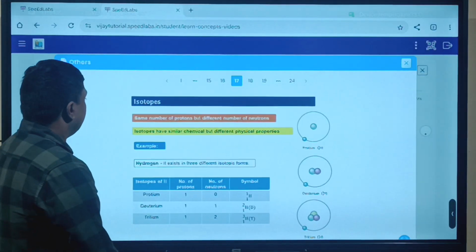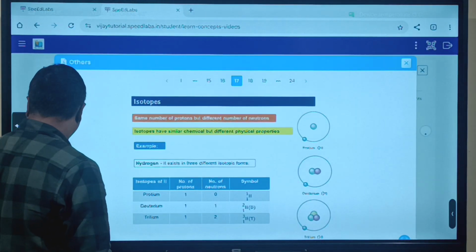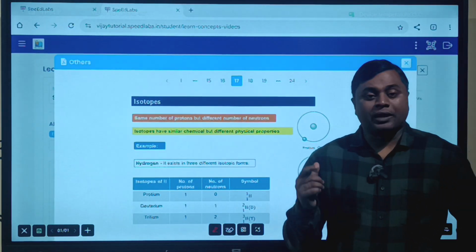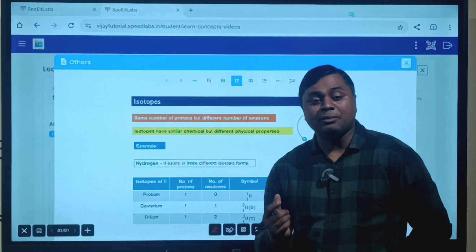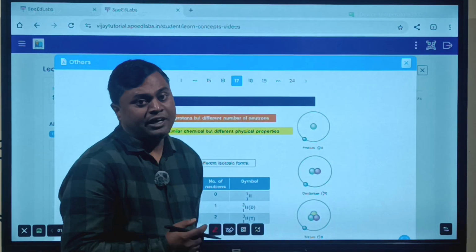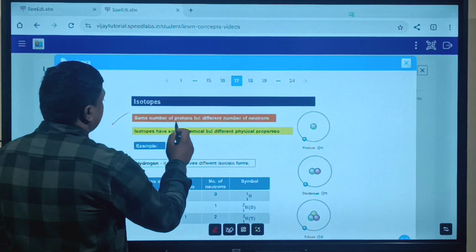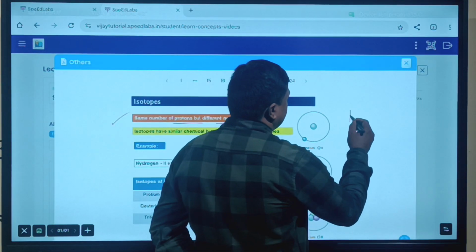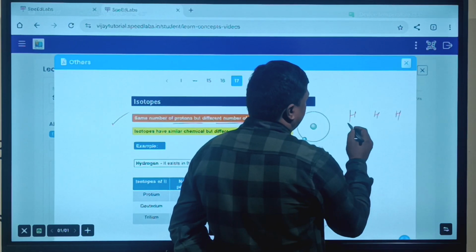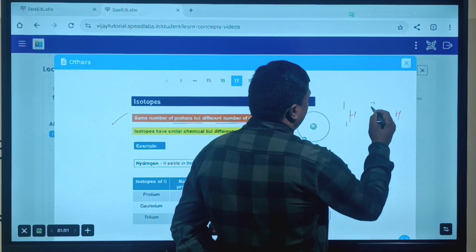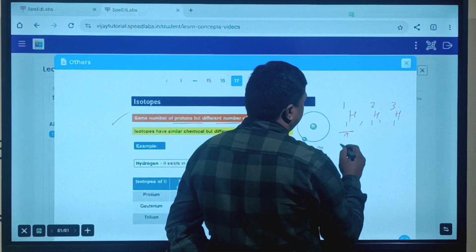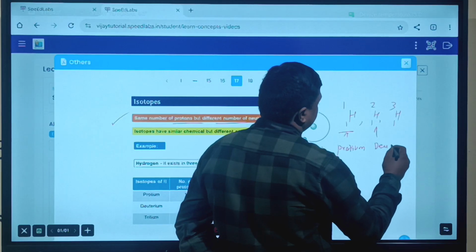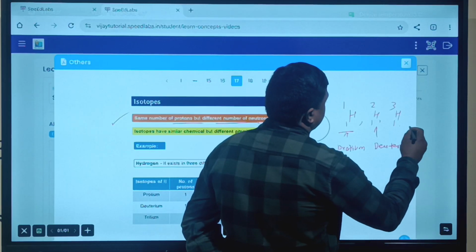Next, coming to isotopes, it is a very important concept. Generally, they ask in the exam, what are isotopes? Give examples. Isotopes are atoms of the same element having the same atomic number but different mass number. The same number of protons but a different number of neutrons. For example, hydrogen has 3 isotopes: atomic number 1, 1, 1, mass number 1, 2 and 3. This is called protium, this is called deuterium, and this is called tritium.